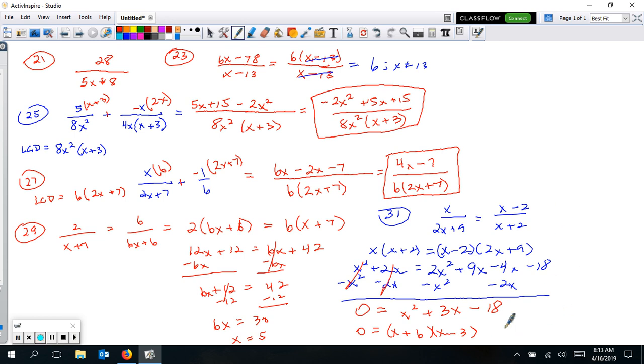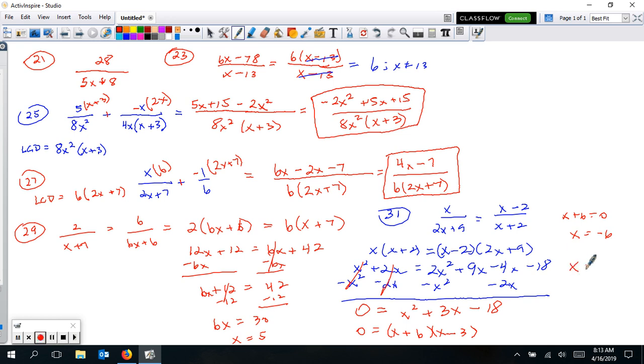And so now we can kind of just make two equations out of this. x plus 6 will equal 0, x minus 3 will equal 0. So we're getting two answers here. So we're going to see, okay, x plus 6 is equal to 0. When I subtract, that's going to be x is equal to negative 6.